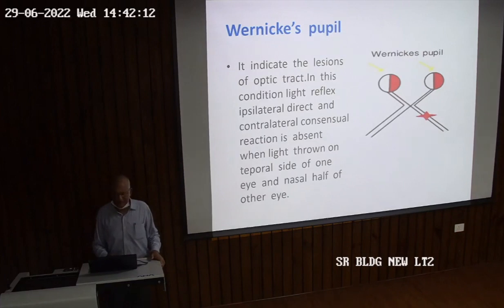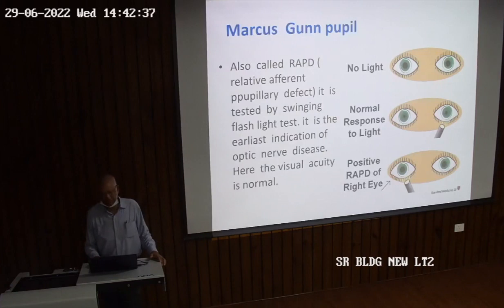Sharp cut or any lesion in the optic tract. If this side, then the other side will be similar. So this is the Wernicke's pupil. The contralateral consensual reaction is absent while the light is shown on the temporal side. When the light is shown to the normal side there will be a reaction; on the abnormal side, where the tract lesion is, there is a worm-like reaction. Half of the pupil will react with constriction. That is Wernicke's pupil.